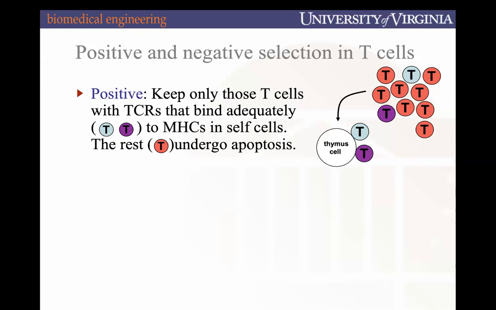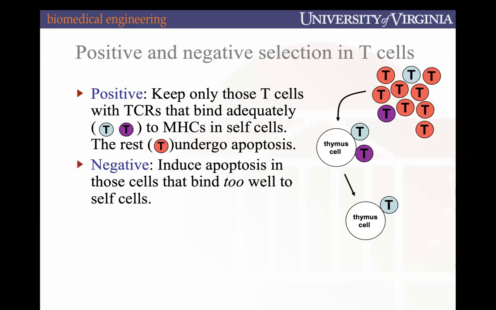If they do not adequately bind to MHC, which means they wouldn't be promoting a sufficient response to antigen, those cells are going to undergo apoptosis. They're going to undergo programmed cell death and not be part of the final immune response because they're not doing a good enough job of interacting with MHC to induce an immune response.